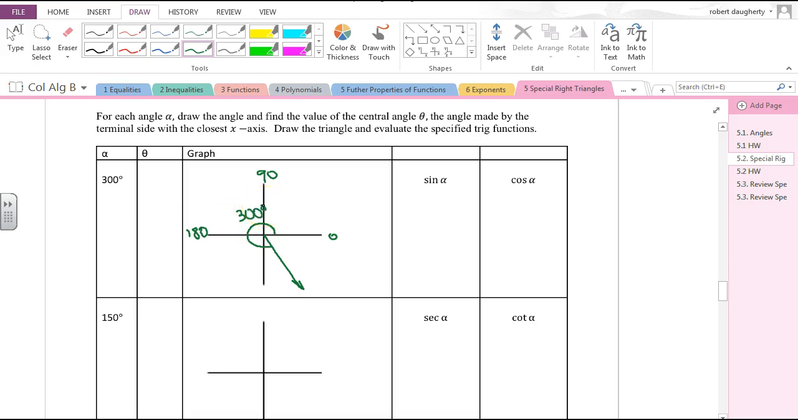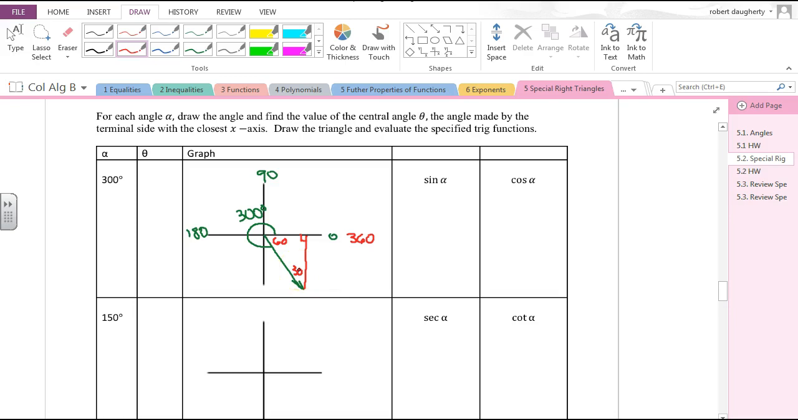Okay, so that's 300. I need to draw a right triangle out of that. If this is 300, how much further do I have to go to get to 360? I need to go 60. So this angle right here is 60. If that angle is 60, what is this angle down here? 30. Ding, ding, ding. It's a 30, 60, 90 right triangle.